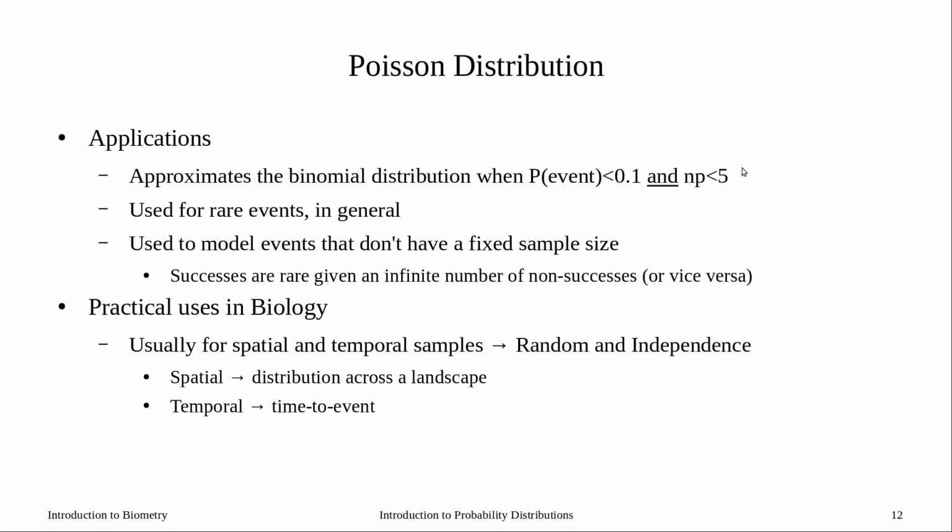So what did these two things mean? Well, it basically means that we're modeling a rare event. It's an event where the probability of success is pretty small given the total possibility of outcomes.